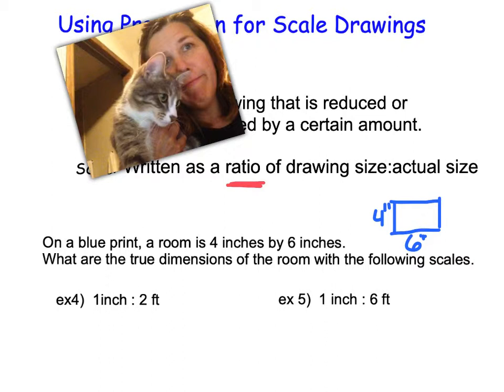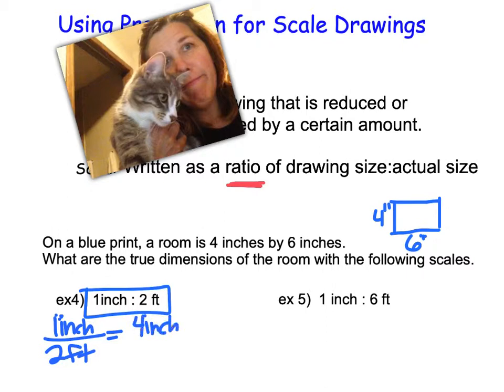So on your map, you would see somewhere this 1 inch to 2 feet. And we'll use that information to help us set up our proportion. So we know 1 inch on the map is equivalent to 2 feet in real life. And so we want to know what that 4 inches on the map equates to in our real life room. So that would be our unknown variable x that we need to solve for.